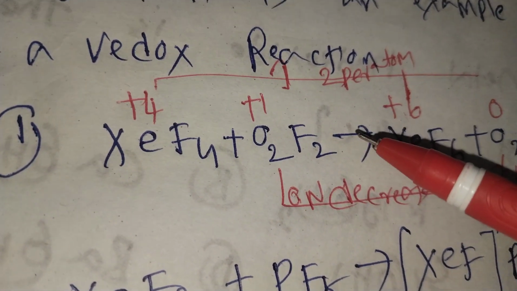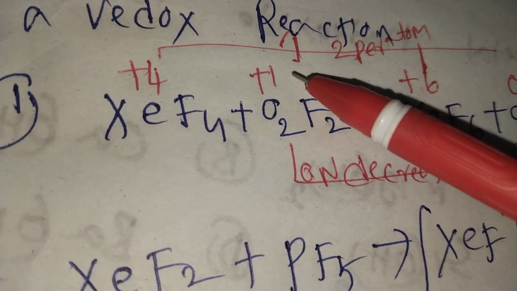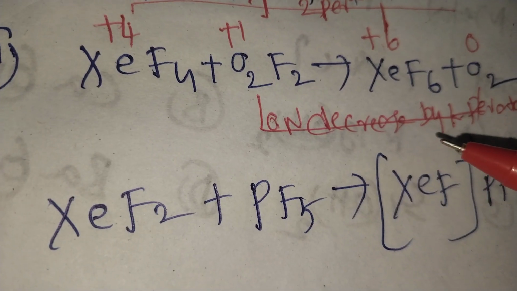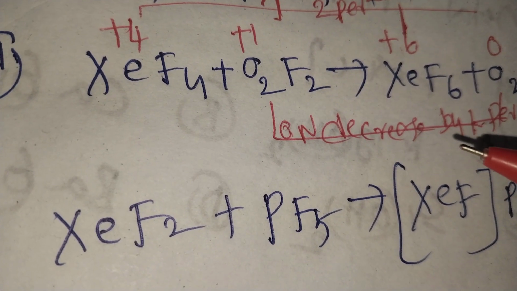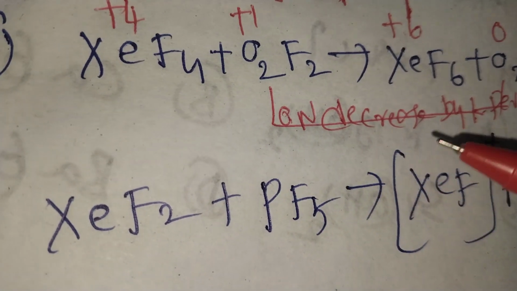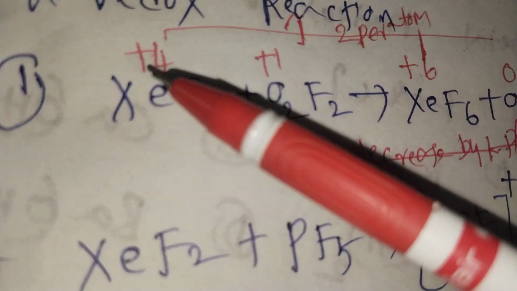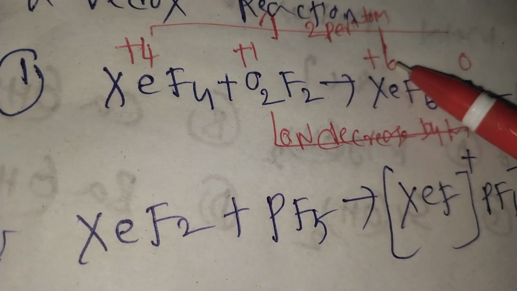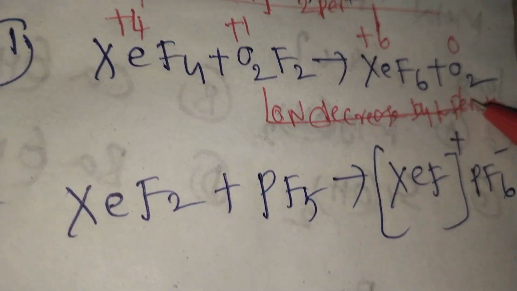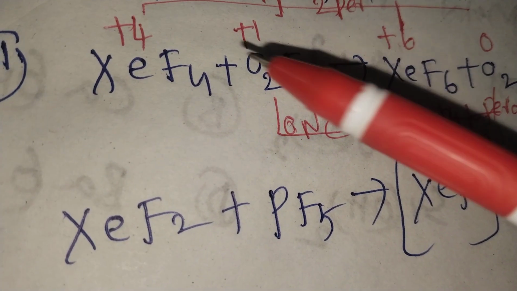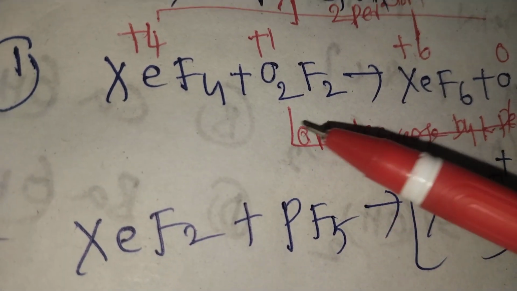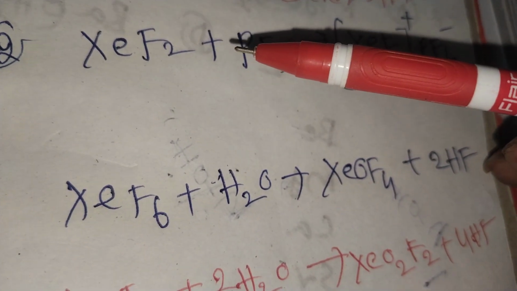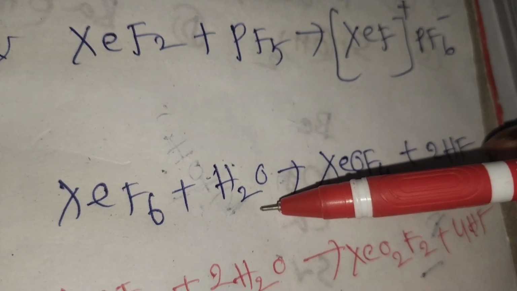Oxidation number increases by 2 per atom. Here O2F2 is converted to O2. Here oxidation number decreases by 1 per atom, from +1 to 0. So xenon goes from +4 to +6. Here oxidation number increases, that is called oxidation. Here oxidation number decreases, that is called reduction. So xenon undergoes oxidation, oxygen undergoes reduction. Rest of the 3 reactions, 1, 2, 3, will not undergo redox reactions.